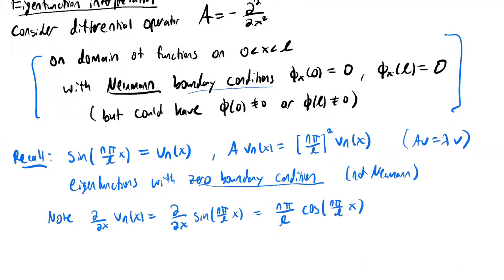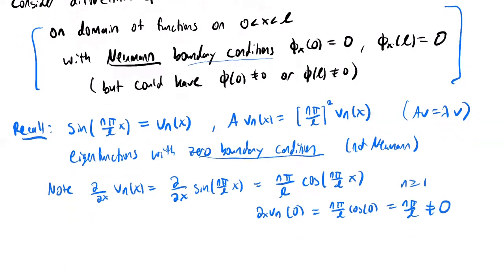And so if I look at the derivative with respect to x of Vn at 0, this is just n pi over L times cosine of 0, which is not 0, right? This is n pi over L, which is not 0, because n is bigger than or equal to 1. And so these are not in the domain, right? So let me call this domain D, for the Neumann problem.